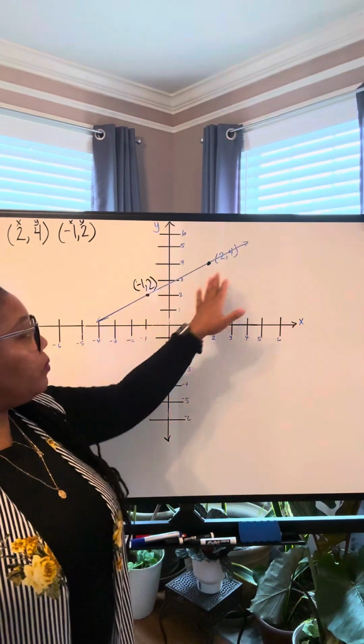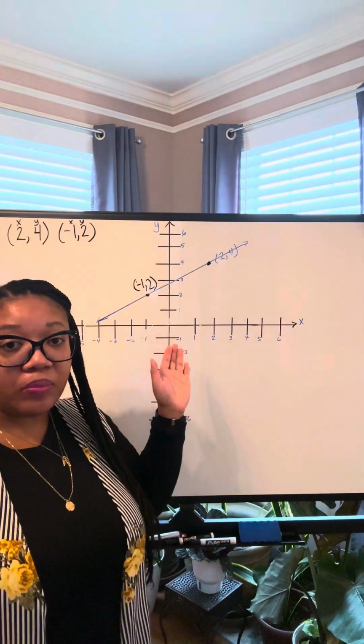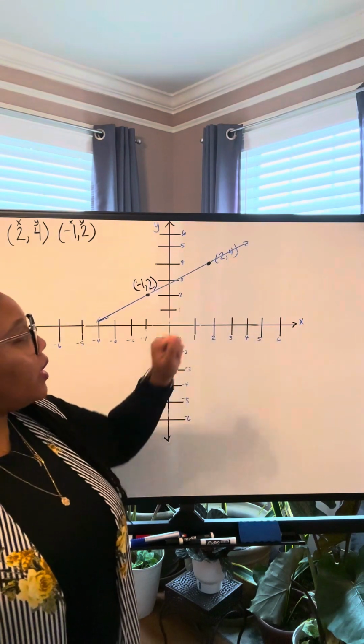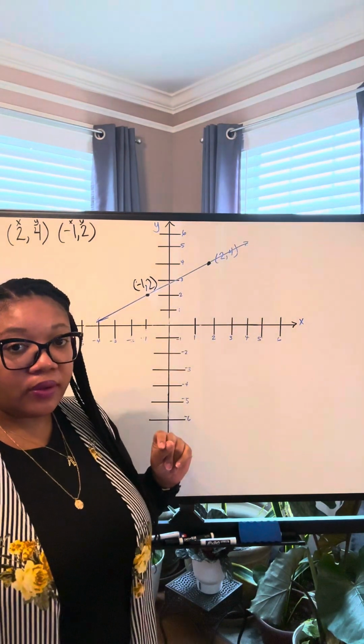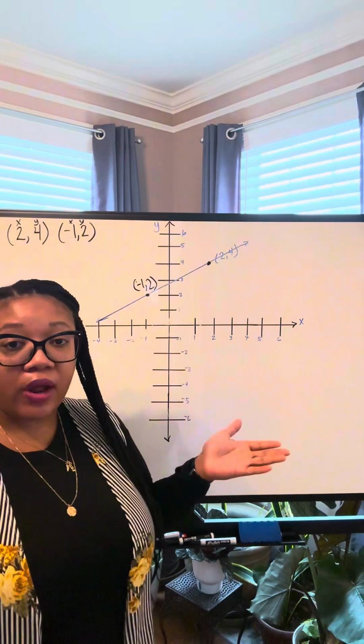And when we connect these two points on our coordinate plane, we have this nice line here that shows the direction our line is going. Okay? This is how we graph our points.